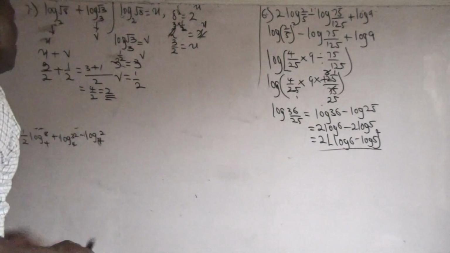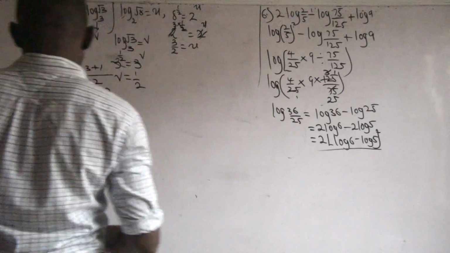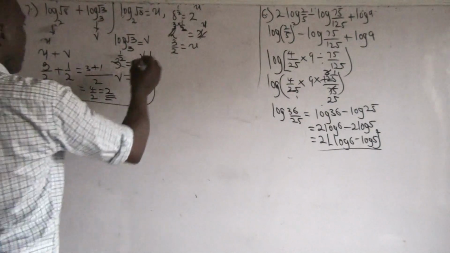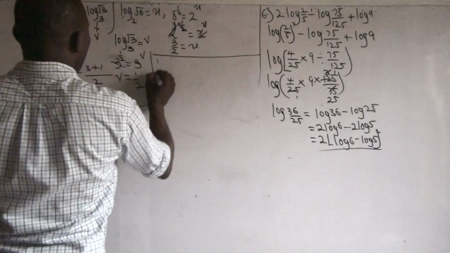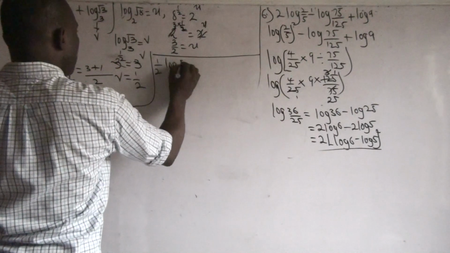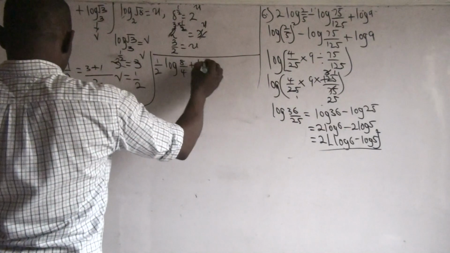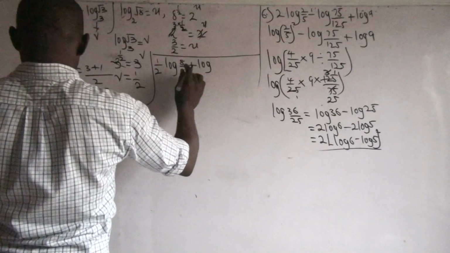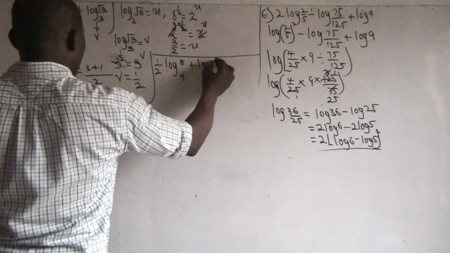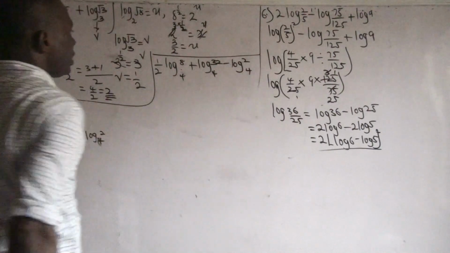In order for us to finish this class, let's look at this question. Before all, the last one, number 8. We have a half log 8 to base 4 plus log 32 to base 4 minus log 2 to base 4.